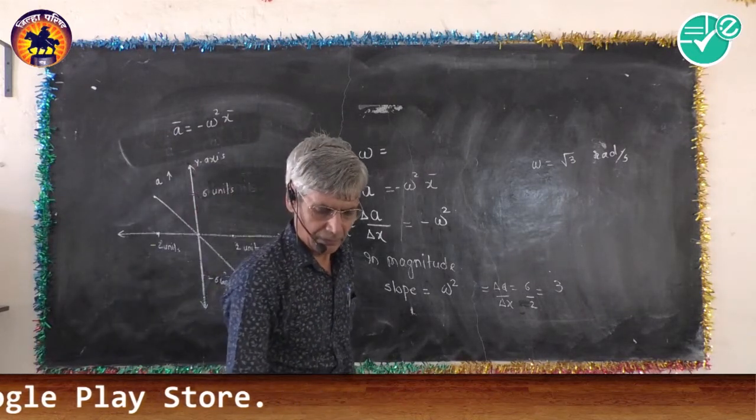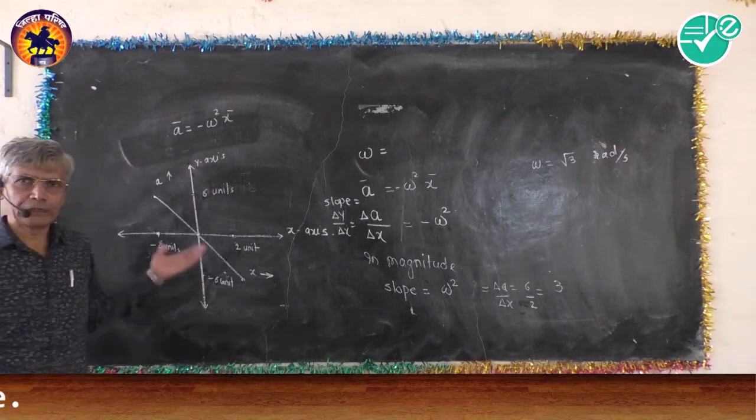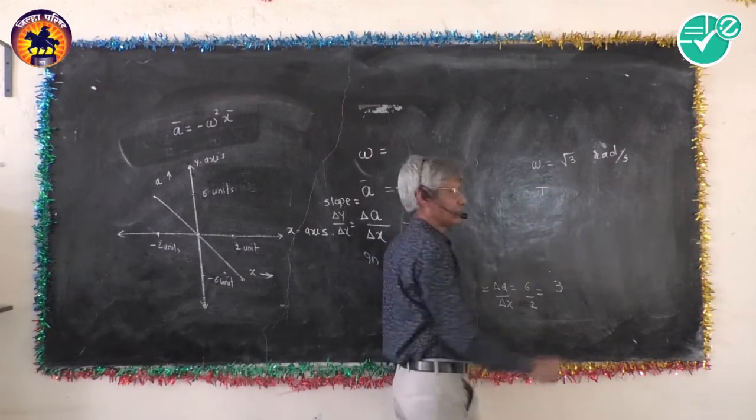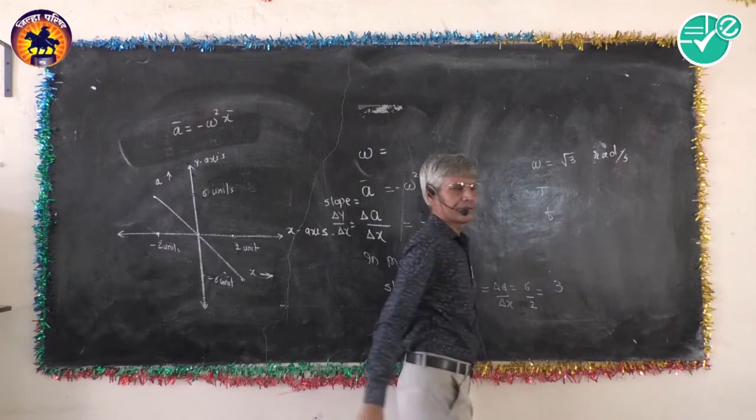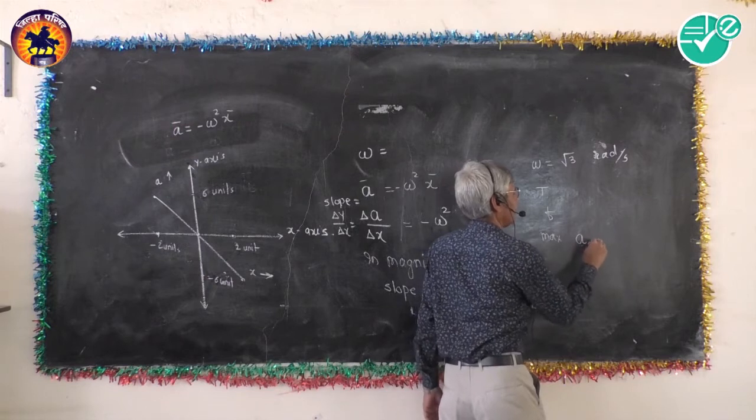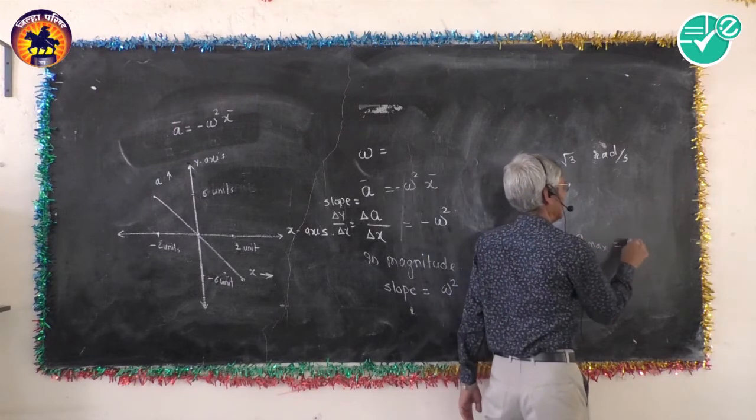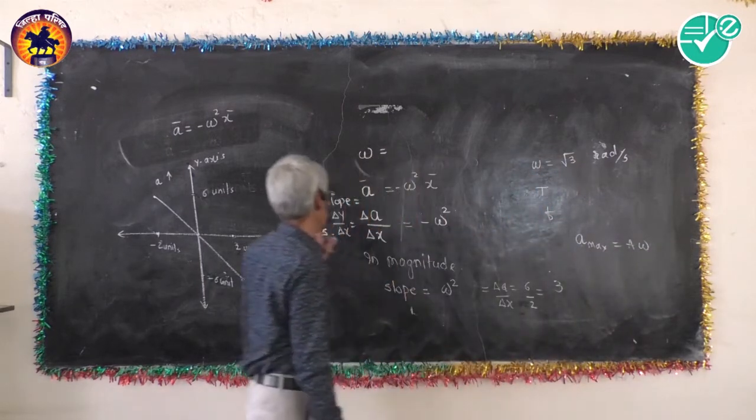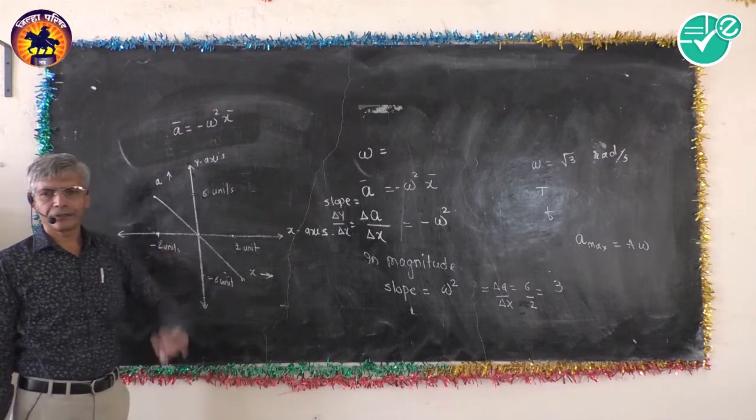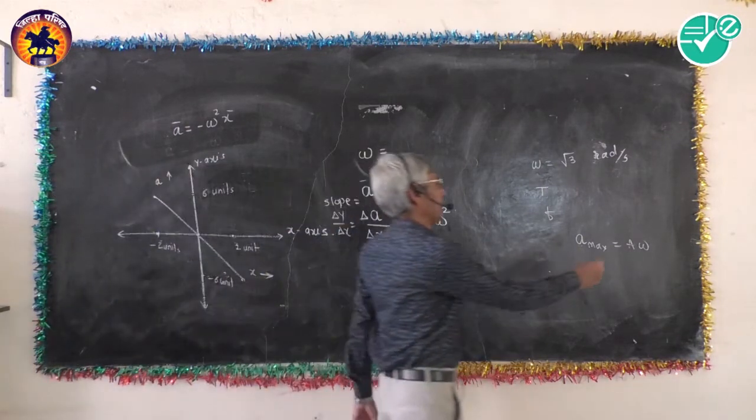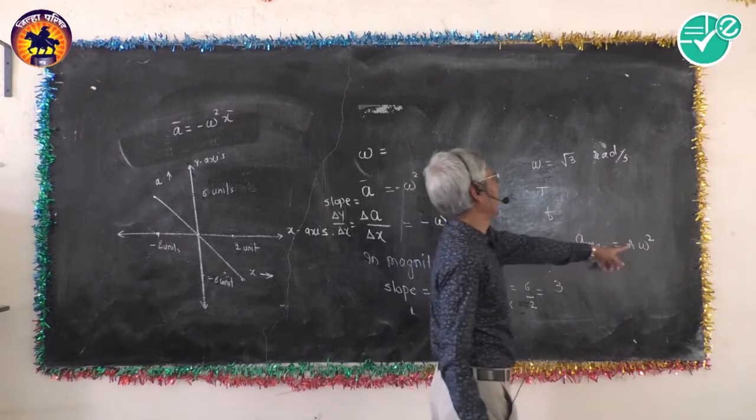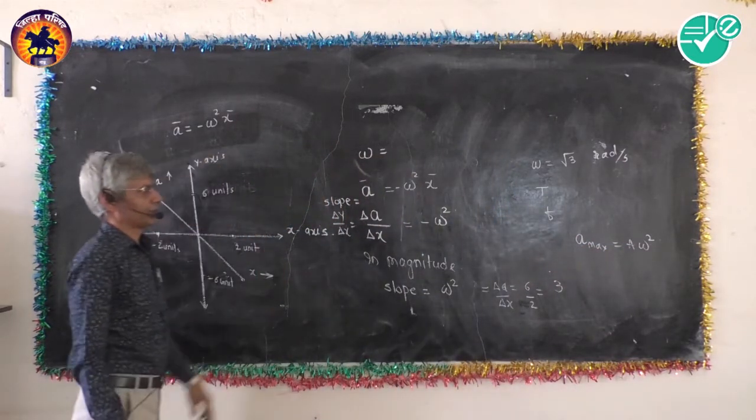Now, the same question can be used to ask what is the period of oscillation, what is the frequency of oscillation, what is the maximum value of acceleration. A is given in the graph, omega is found out, so we can find A omega square. So omega square can be found out, and A is given in the graph.